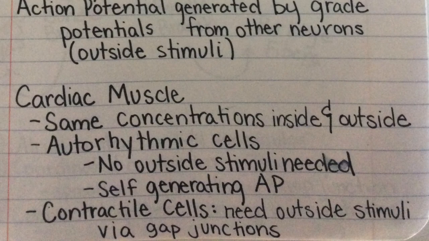Autorhythmic cells and contractile cells are connected to each other via gap junctions. These gap junctions allow an action potential in one cell to spread to the other cells it is connected to. Gap junctions allow the heart to efficiently contract as well as rapidly contract. It decreases the amount of stimulation the cells need in order to generate their own action potential and thereby their own contraction.